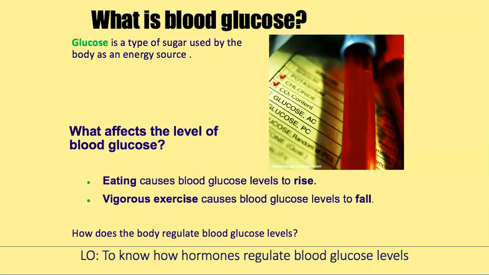Hopefully this is a little bit of common sense. So when you eat, your blood glucose levels rise, so they go up. And if you do vigorous exercise, your blood glucose level will fall. And that is because when you're exercising, you need to respire more. And if you are respiring more glucose will react with oxygen to release the energy that you need to complete the vigorous exercise. Okay, so make sure you know that glucose is a sugar. When we eat, our blood glucose level goes up. When we exercise, our blood glucose level goes down.